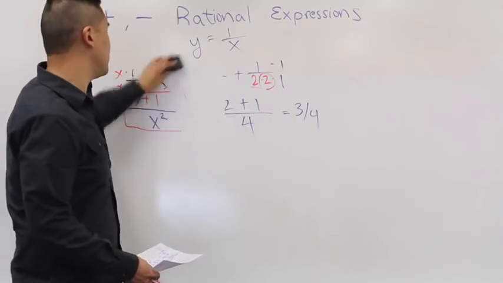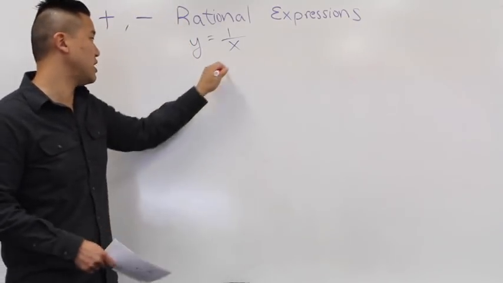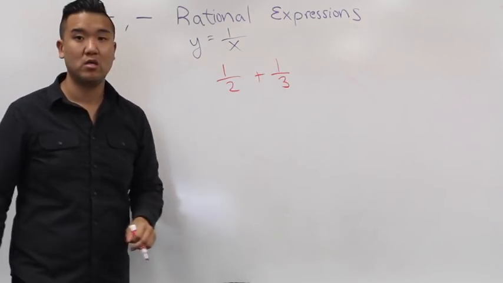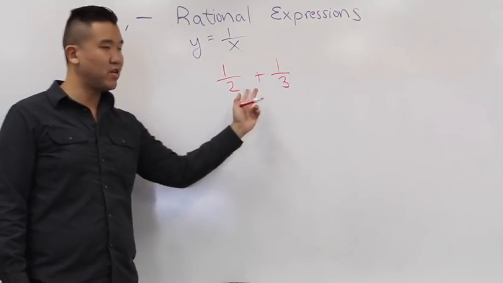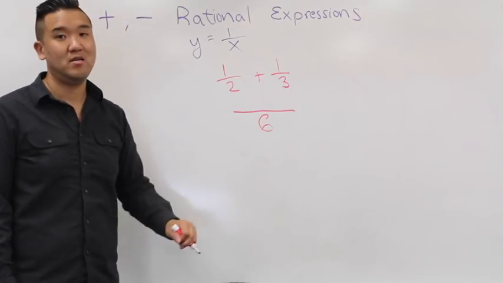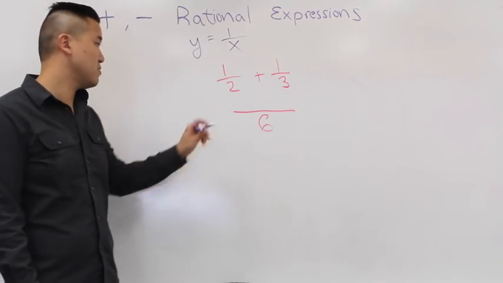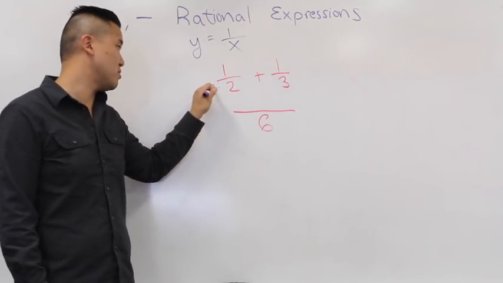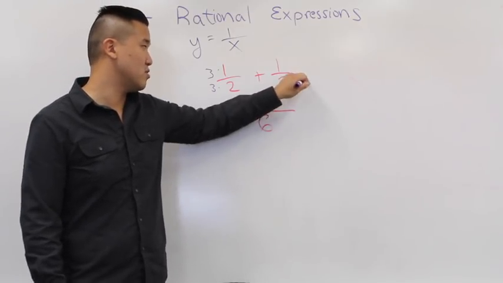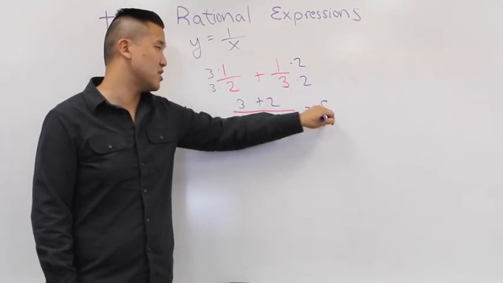But what happens when they don't have a common denominator? For example, if I do 1/2 plus 1/3, how do you get the common denominator? Well, we know it's going to be 6. How? Because you multiply 2 and 3. So what do you have to multiply 2 by to get 6? You multiply by 3. What do you have to multiply 3 by to get 6? You multiply by 2, so multiply the top by 2. So we get 5/6.